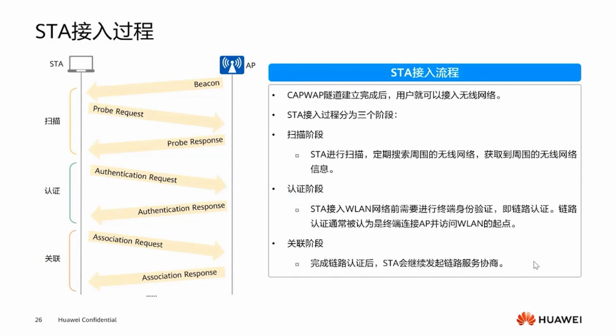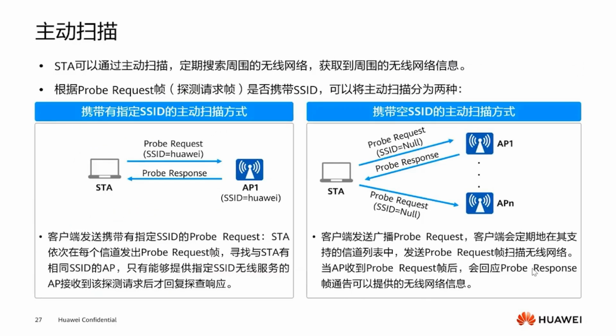Undergoing identity verification and performing link authentication. The third stage is the association stage. After completing link authentication, the STA initiates negotiation for link services. This is an overview of how terminals interact with the AP. Now let's look at the details.